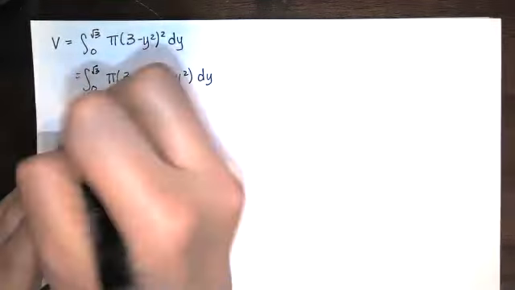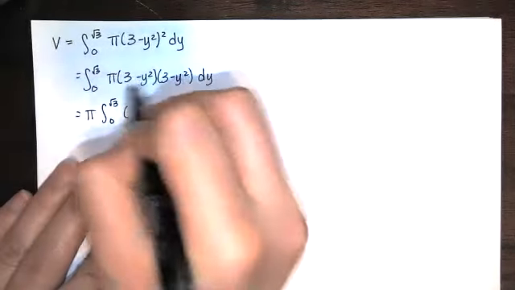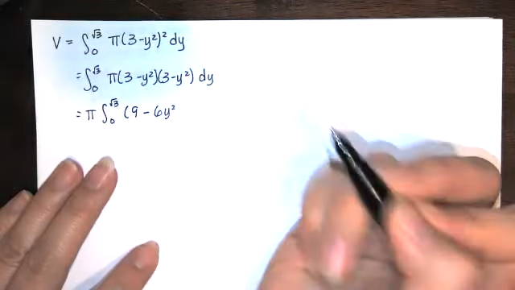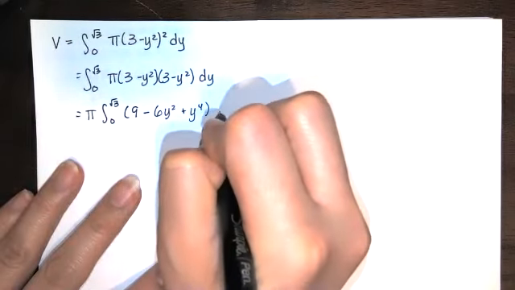So we'll write this twice in FOIL. I'll factor out the pi as well. First times first is 9. Outer times outer is negative 3y squared. Inner times inner is just like it. So we're going to have negative 6 of those y squareds. And then last times last is a positive y to the 4th.